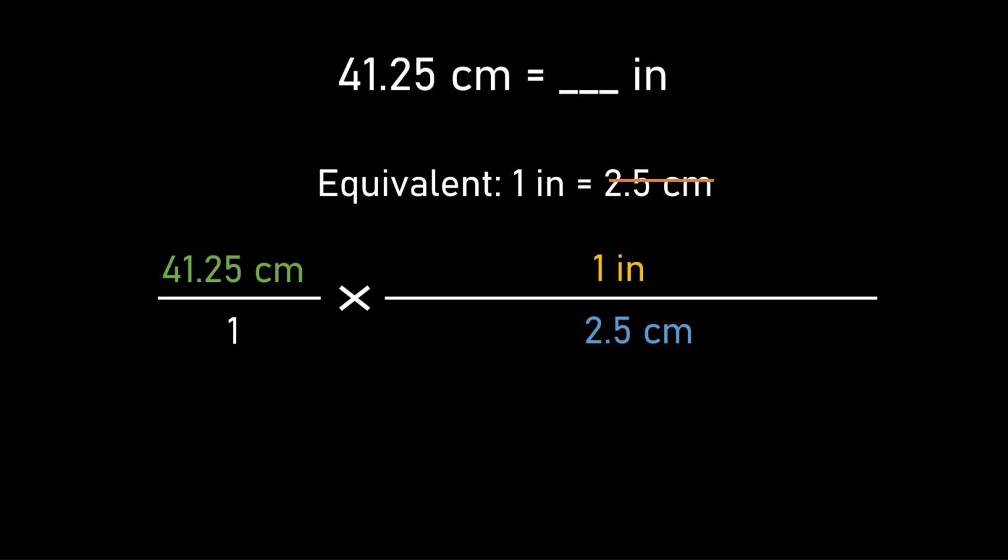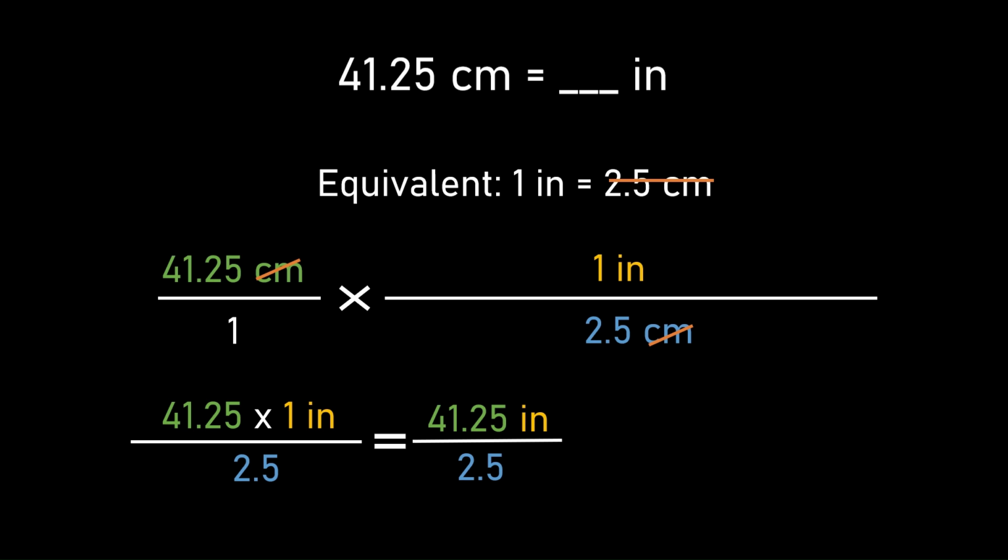Now we cancel our units. Centimeters is in a numerator and a denominator, so we can cancel that unit and remove it entirely, leaving us only with inches. Now let's multiply across. We can simplify that. That leaves us with 41 and 25 hundredths inches over 2.5. So we need to simplify by dividing the numerator and denominator by 2 and 5 tenths. That leaves us with our answer that 16.5 inches is equal to 41 and 1/4 centimeters.